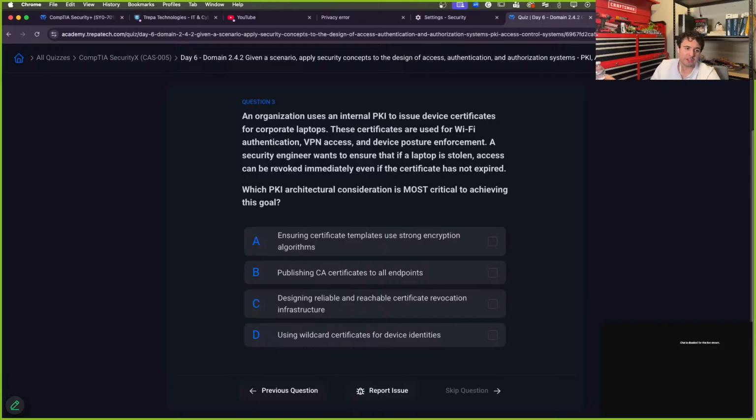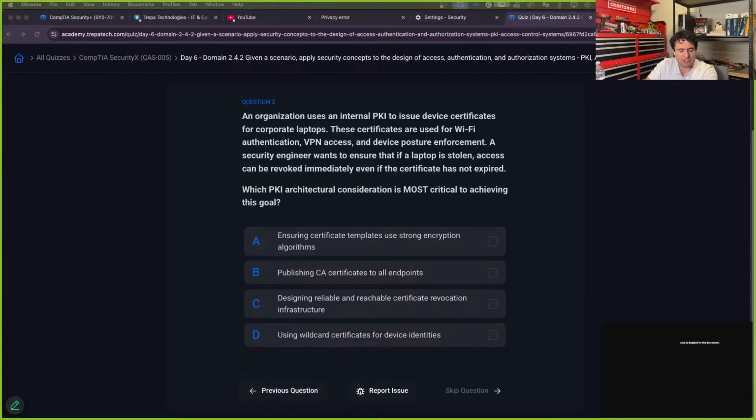All right, question 3. An organization uses internal PKI to issue device certificates for corporate laptops. These certificates are used for Wi-Fi authentication, VPN access, and device posture enforcement. A security engineer wants to ensure that if a laptop is stolen, access can be revoked immediately, even if the certificate has not expired. Which PKI architectural consideration is most critical to achieving this goal?